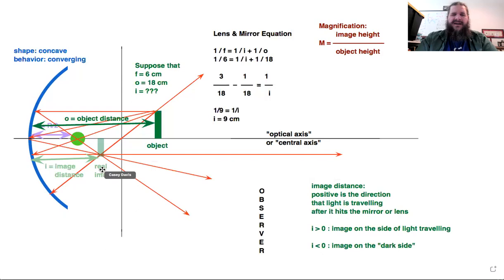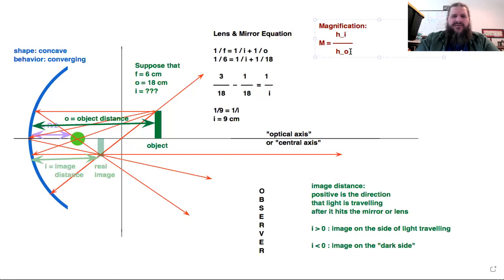So the image height, usually written as just h sub I, is going to be negative here. And the object height is going to be positive because the object is above the central axis, but the image is below the central axis. So we treat that as having a negative height. Negative height means upside down.